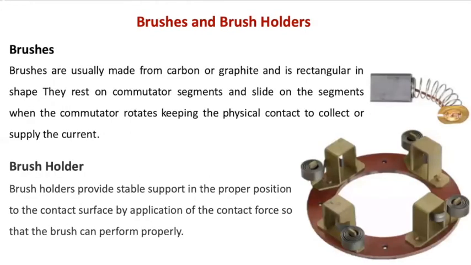The brushes and the brush holders. The brushes are usually made up of carbon or graphite and are rectangular in shape. They rest on commutator segments and slide on the segments when the commutator rotates, keeping the physical contact to collect and or supply the current.